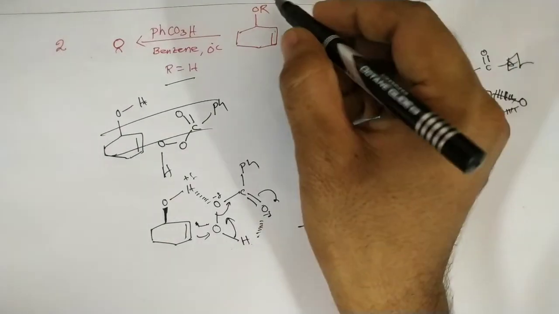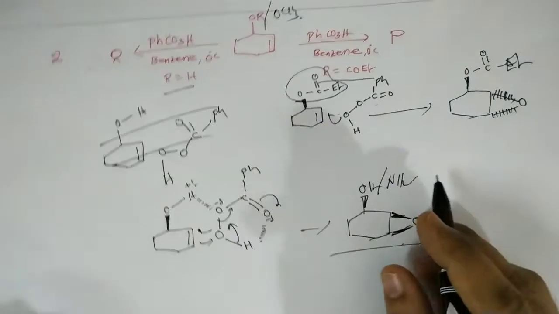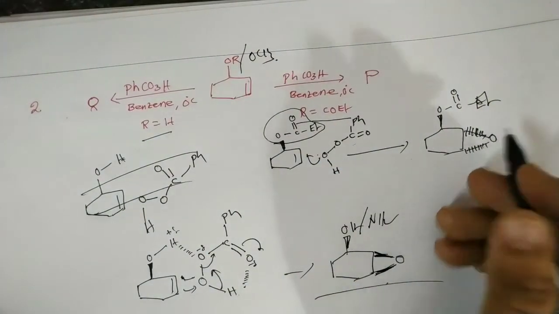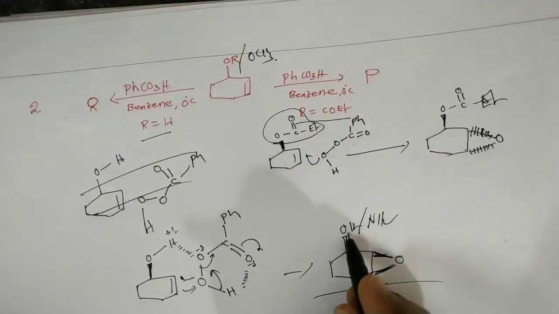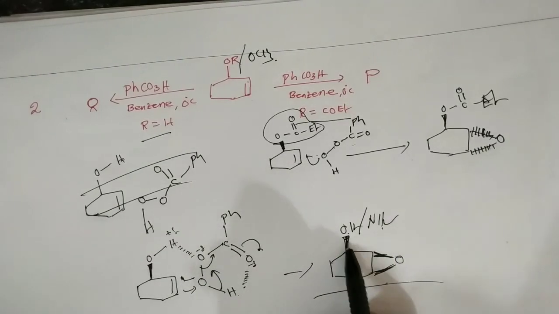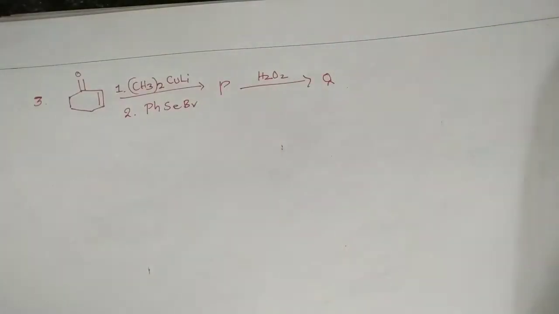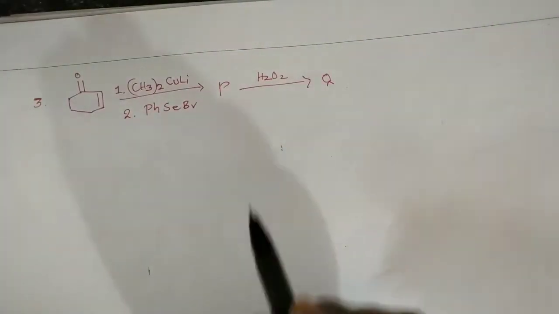Whenever this group is an ester group, that means ester or OCH3, in this case the epoxide is formed below the plane. Whenever there is an OH and an NH2, the epoxide is formed in the same plane. If it is below the plane, this is also below the plane. Okay.